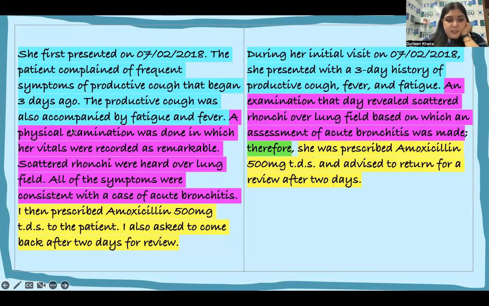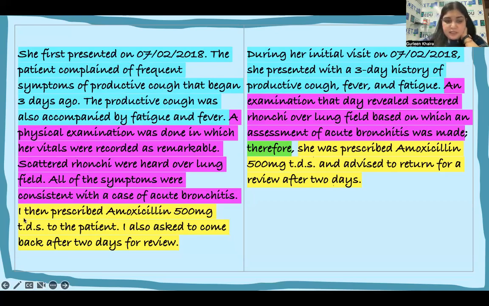Then look at the sentences in pink. A physical examination was done in which her vitals were recorded as remarkable. Now this I feel is redundant because the next sentence mentions what was remarkable. So why write this? We can simply mention what the remarkable finding is. That will save the reader's time also. Scattered bronchi were heard over lung field. All of the symptoms were consistent with a case of acute bronchitis. And this became: an examination revealed scattered bronchi over lung field, based on which an assessment of acute bronchitis was made.